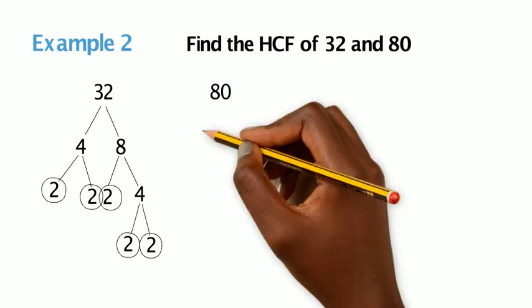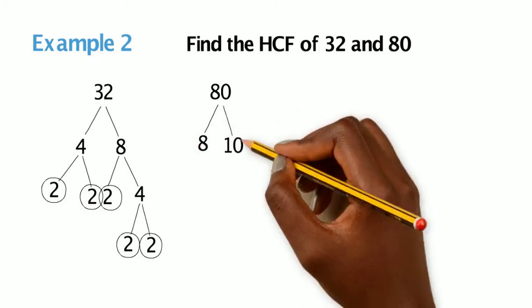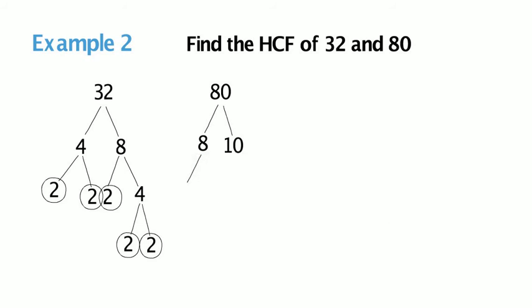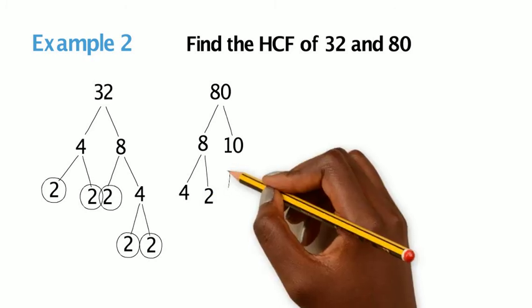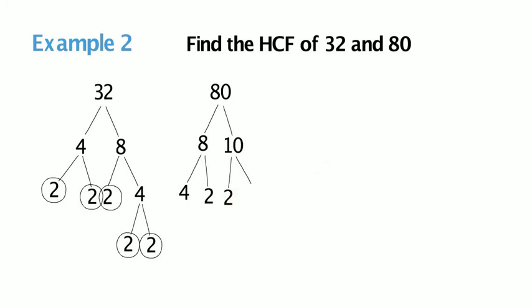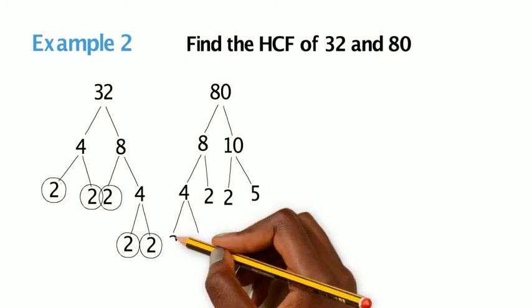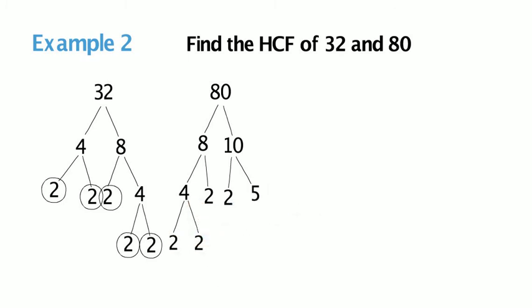And then work out your prime factors for 80. So 80 would be broken down into 8 and 10. 8 would be broken down into 4 and 2. And then 10 will be broken down into 2 and 5. And then lastly, the 4 will be broken down into 2 and 2. And then circle all your prime factors.